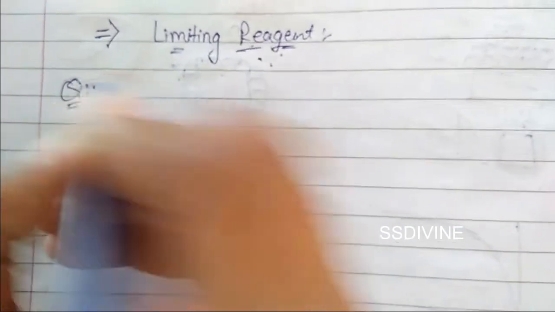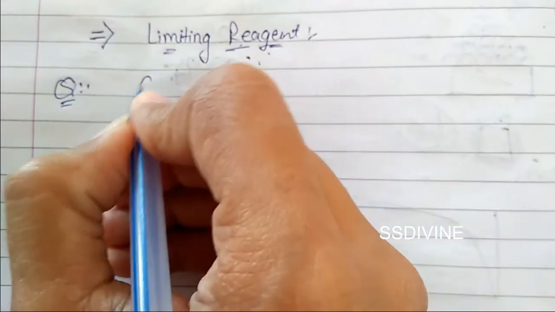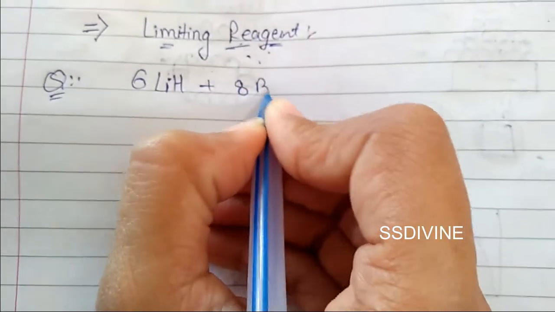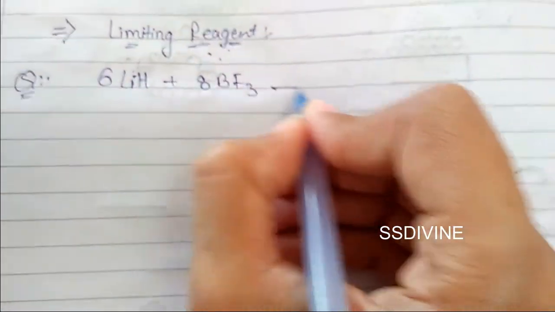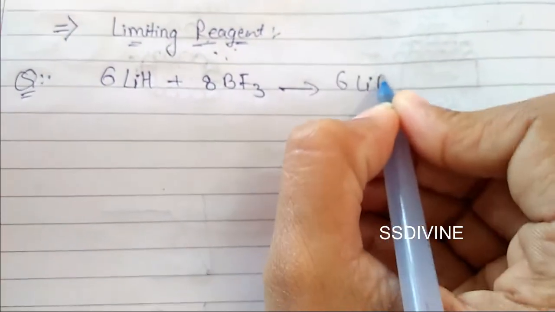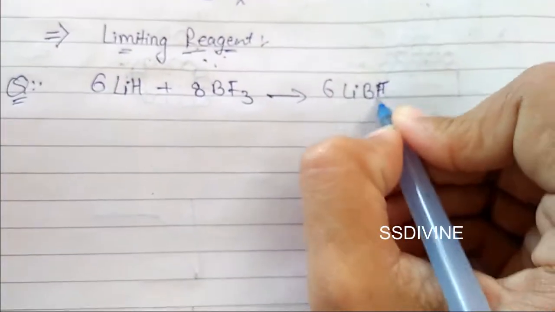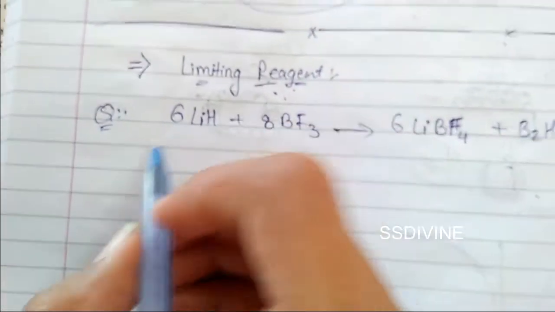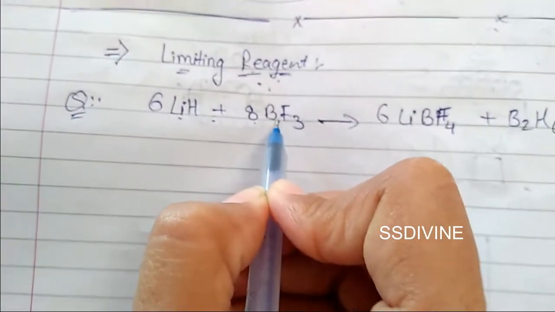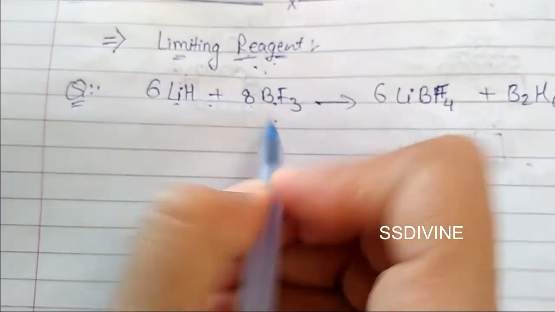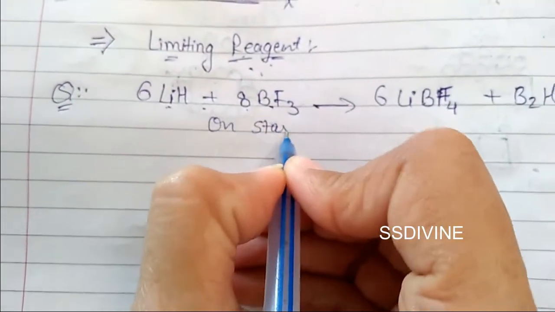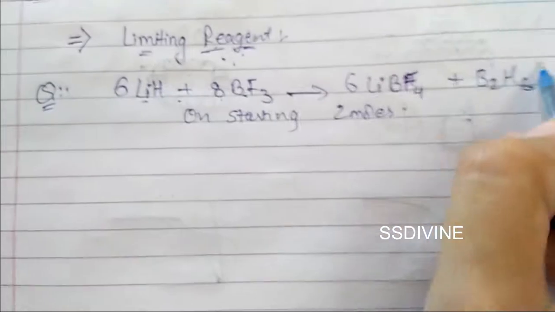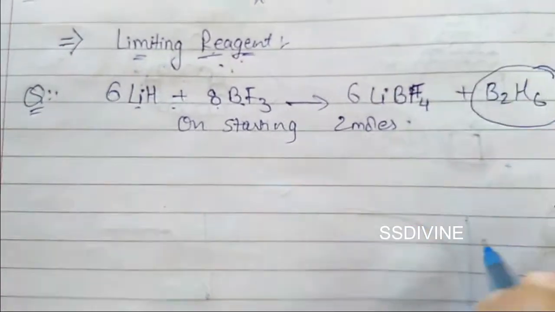Let us take an example. For example, if I am having a question that 6 moles of lithium hydride react with 8 moles of BF3 to produce 6 moles of LiBH4 and B2H6, and the question is, on starting with 2 moles of each, LiH and BF3, you have initially taken 2 moles of both. Then how many moles of B2H6 can be produced?